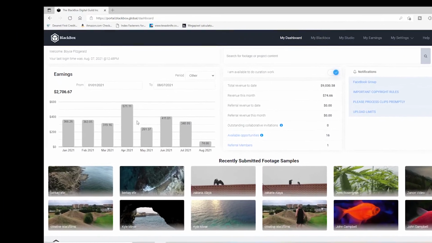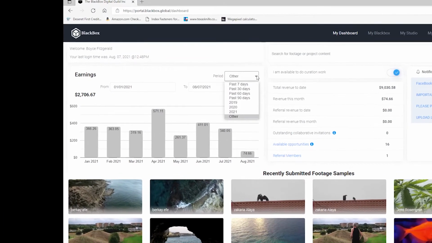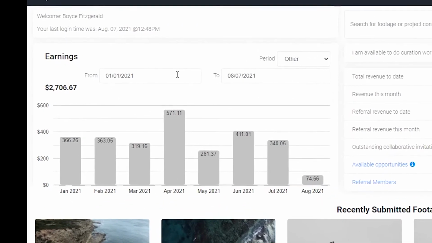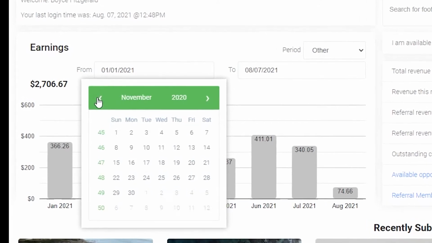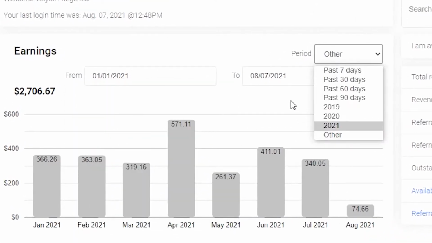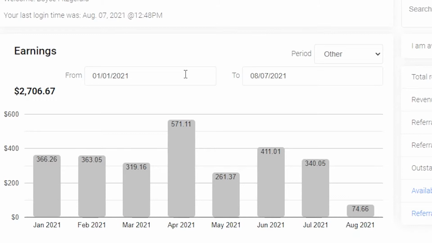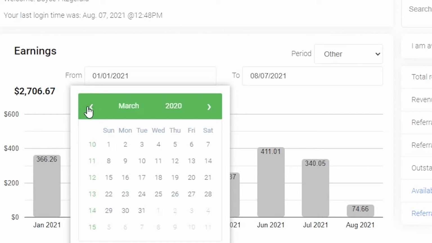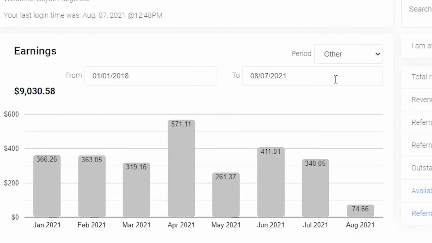Okay, this is my Black Box account, and you can see the sales I've had since the beginning of this year, but let's go back. Let's go back to when I first started, which was in the beginning of 2018. And I had at the time zero experience, very little equipment, but I just wanted to try it and get into it a little bit, and so I gave it a shot.